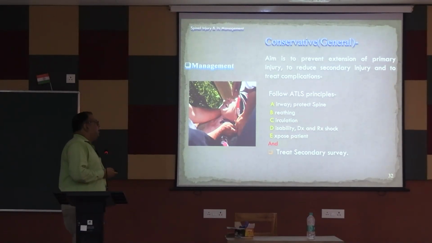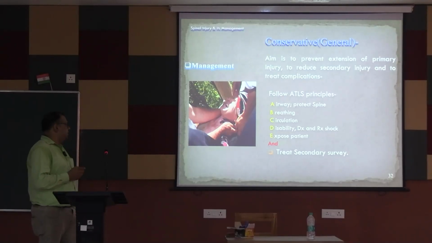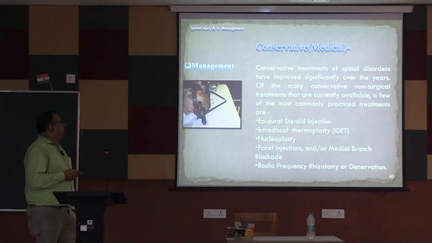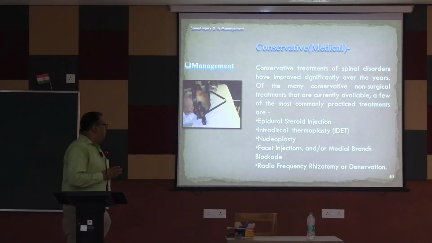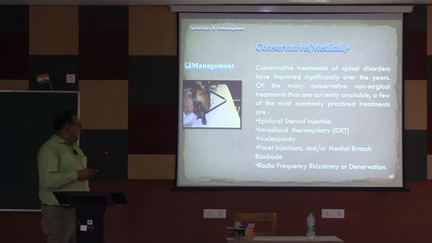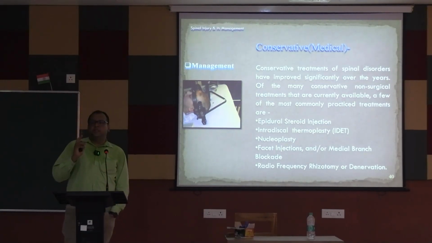Again, ATLS protocol: ABCDE, airway, breathing, circulation, disability, check the disability, expose the patient. Take a secondary survey, okay? Now, in spinal disorders, commonly we usually don't do all this here. What we do is, we place a collar on the patient. If there is significant trauma, we place the patient on traction.